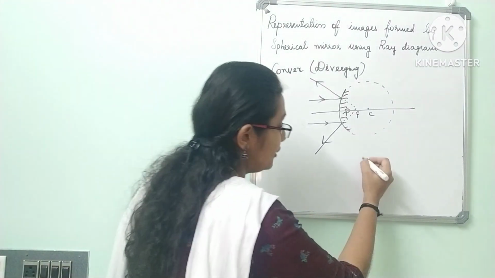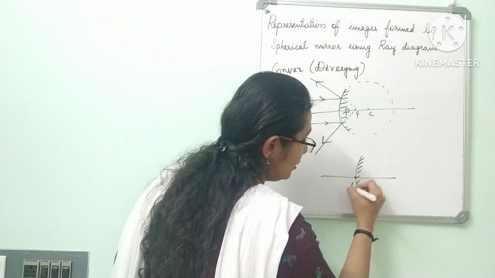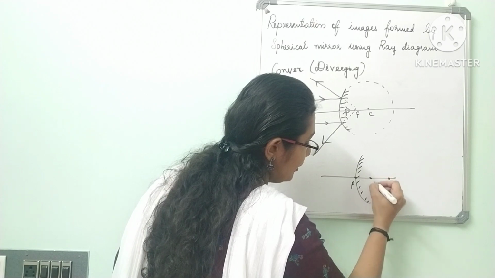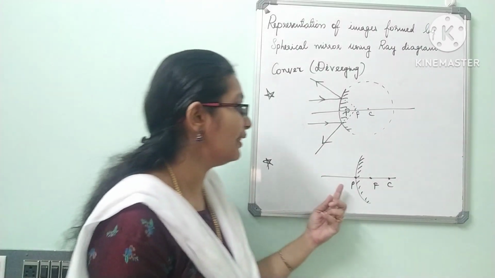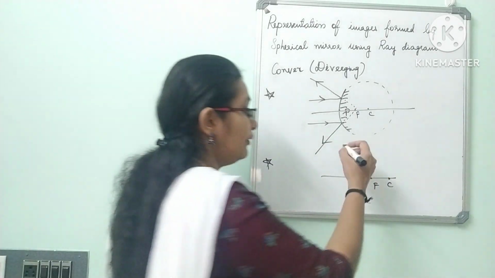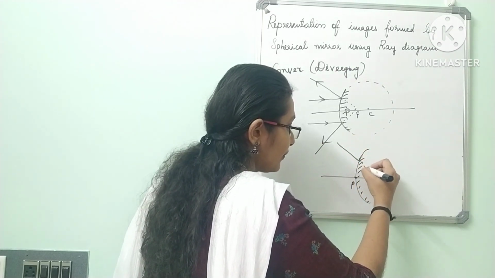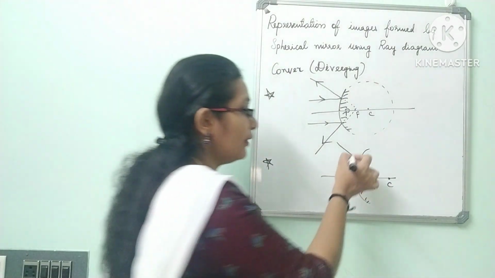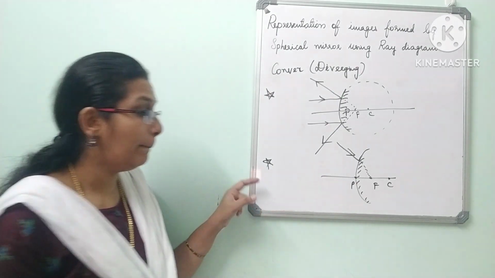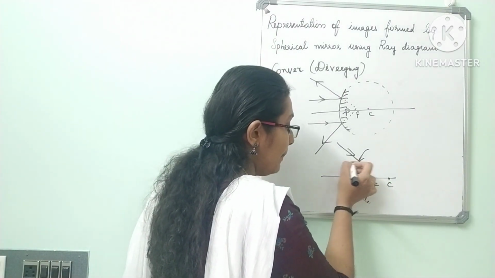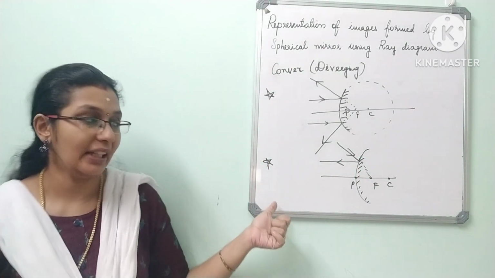For the second rule, first let us draw the convex mirror, then pole, center of curvature and focus. Okay, now what is the second rule? A ray passing through focus. Here actually it does not pass through focus, but we'll draw an imaginary line like this. First draw the line and draw an arrow. A ray passing through focus appears after reflection parallel to the principal axis. You understand? This is how you have to draw the ray diagram.